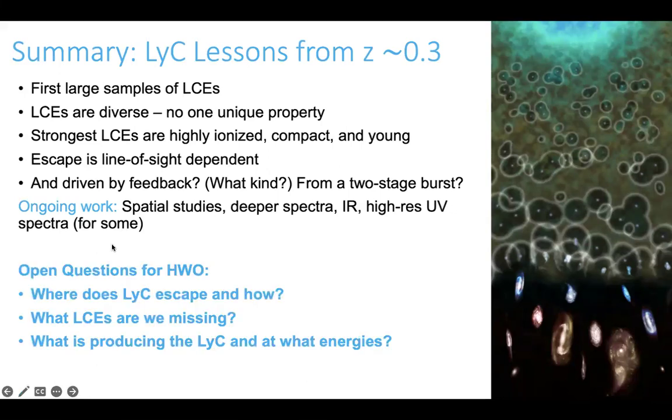But there's still some major open questions that I think HWO is well poised to answer, looking specifically at where Lyman Continuum escapes from galaxies and what feedback mechanism actually drives that. Also thinking about what we've missed in our survey so far, what other Lyman Continuum emitting populations are out there. And then also looking at what sources produce Lyman Continuum emission and what energies escaping Lyman Continuum radiation has. So I want to talk about each of these in turn.